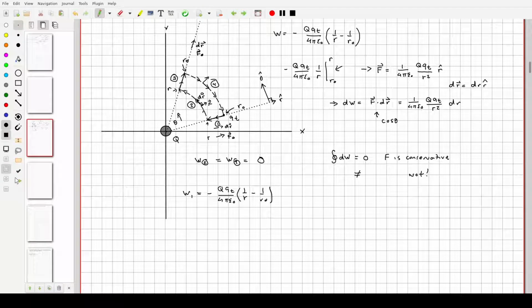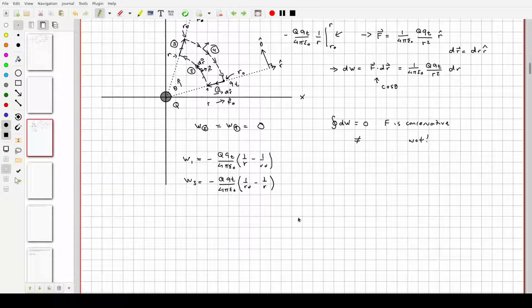Now what about part 3 here? It looks the same as this, except now our initial is R and our final is R0, because we start from here and we end up there. Final minus initial. Final is R0. Initial is R.